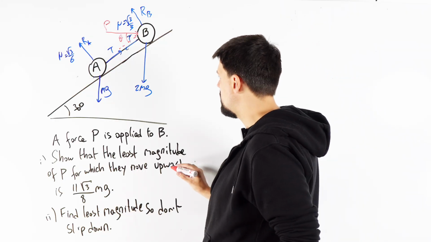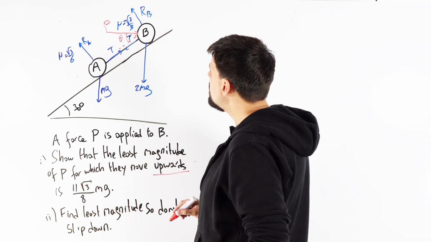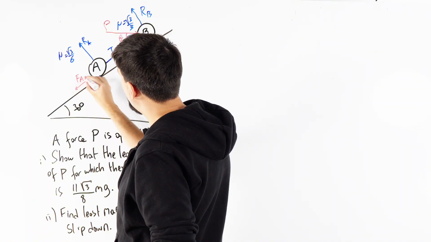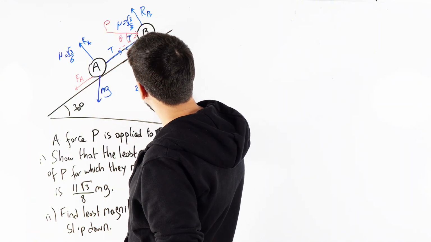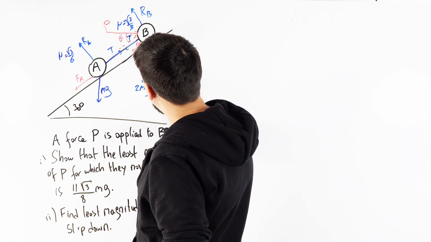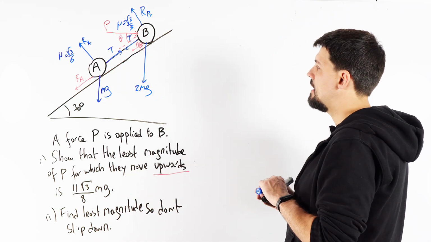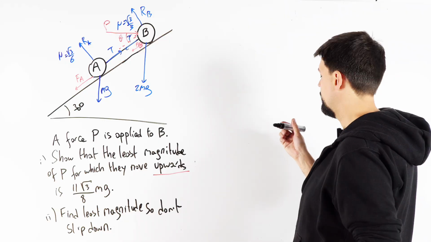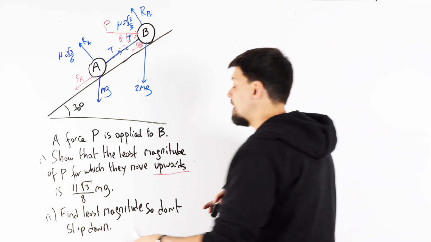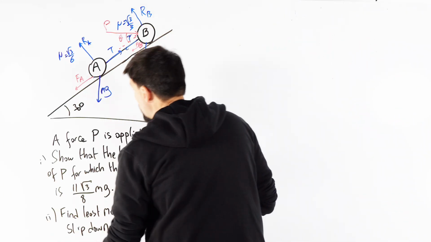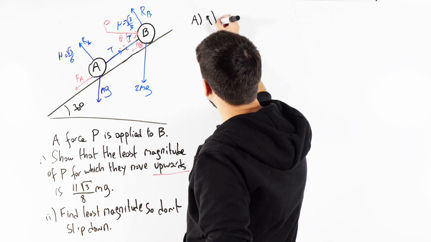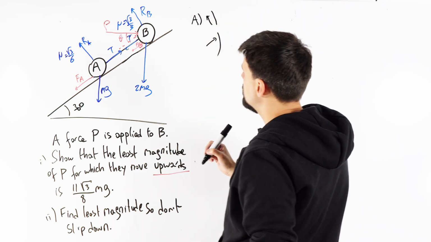Now, this is very, very important. If they are moving upwards, then the frictions will try and oppose that, so FA and FB will go downwards. Okay? Right. All we need to do is mechanics, which is just simultaneous equations. So let's look at particle A. We'll go perpendicular to the slope, and we'll go along the slope.